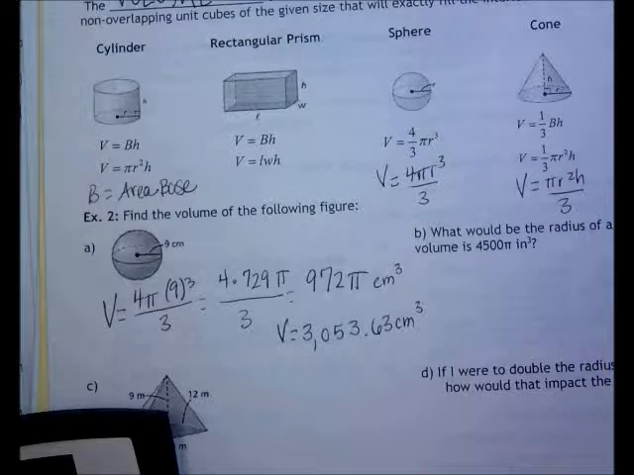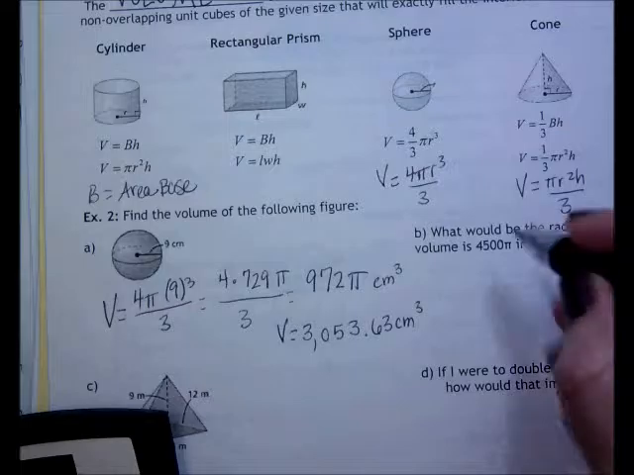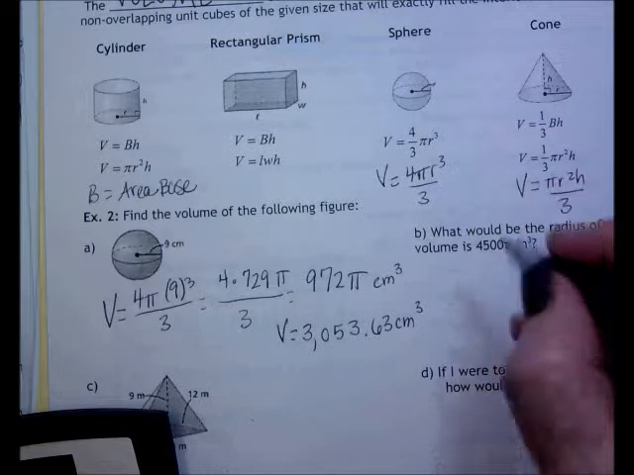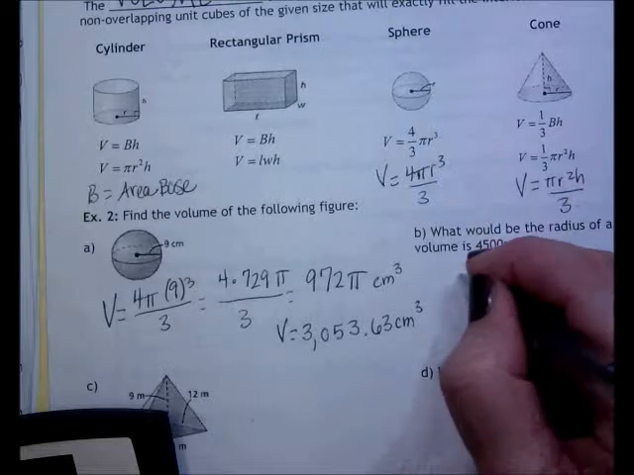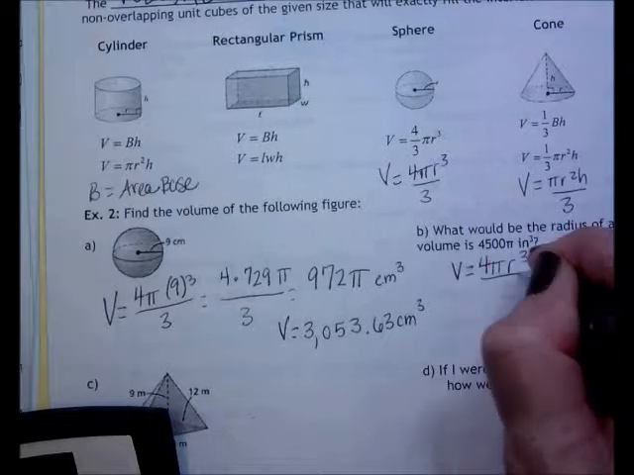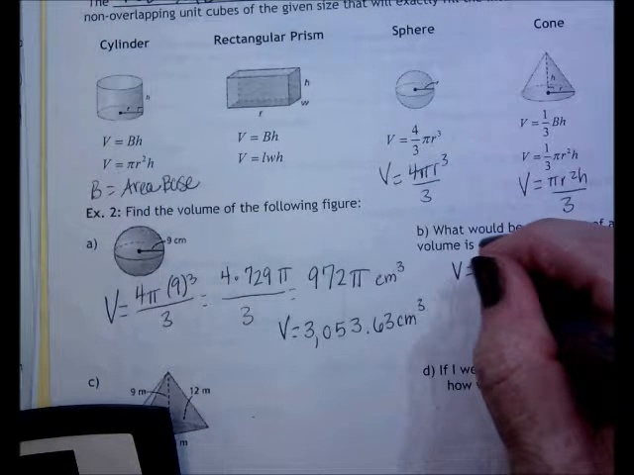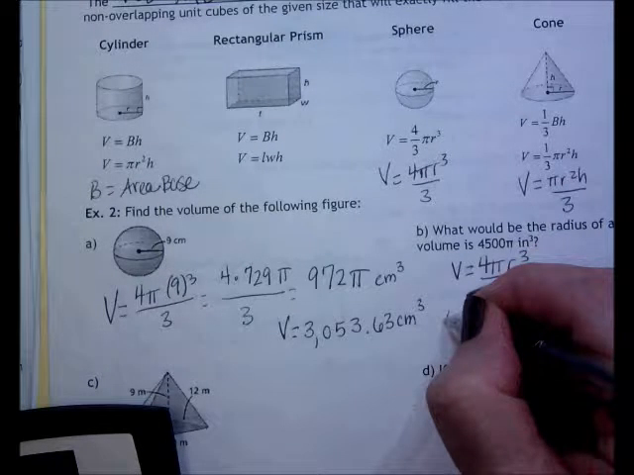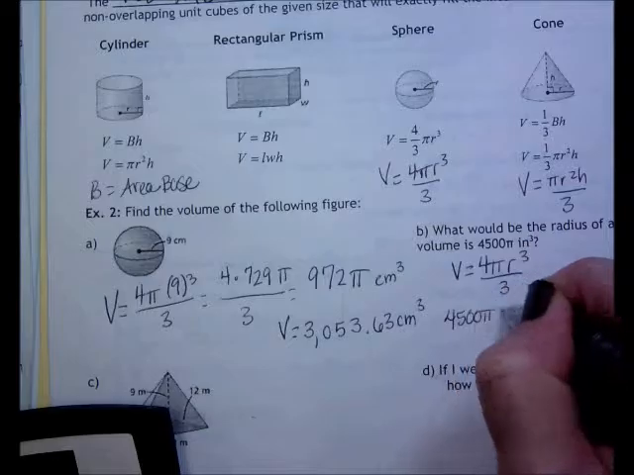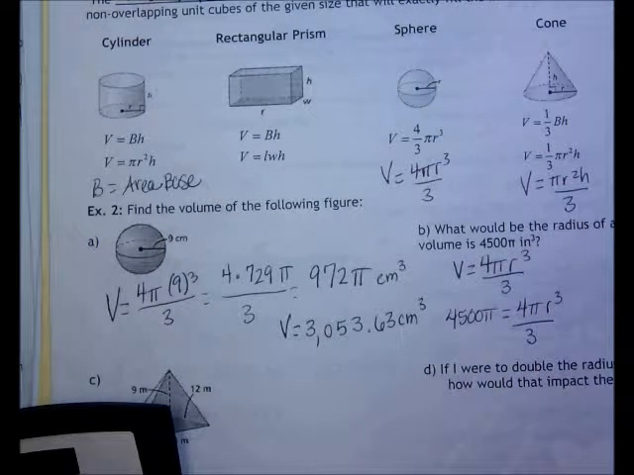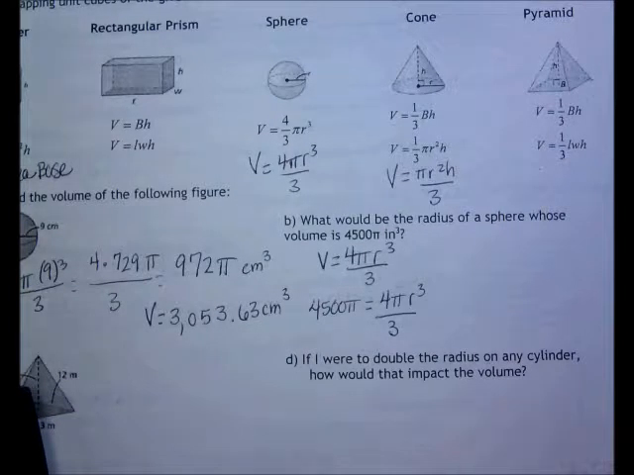Okay, so that's one that deals with actually finding the volume of a figure. The next one says, what would the radius of a sphere be whose volume is 4,500 pi inches cubed? So again, it helps to write the equation for the volume of the sphere, that's 4 pi r cubed divided by 3, and then plug in what you have. So 4,500 pi is equal to 4 pi r cubed divided by 3. And then you just have to use your mad algebra skills.